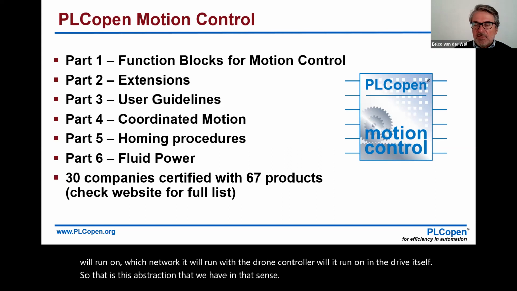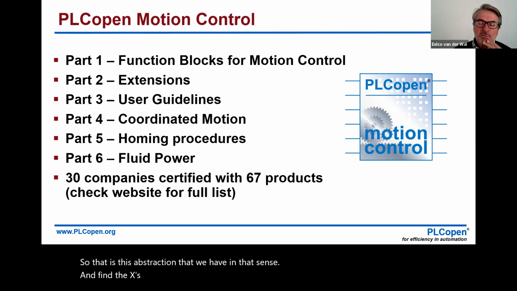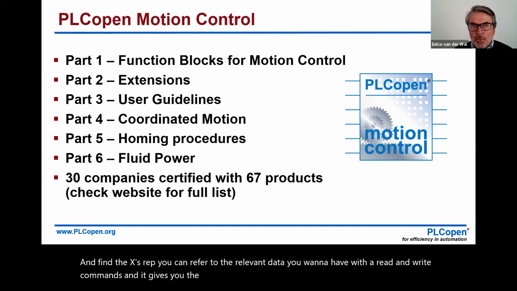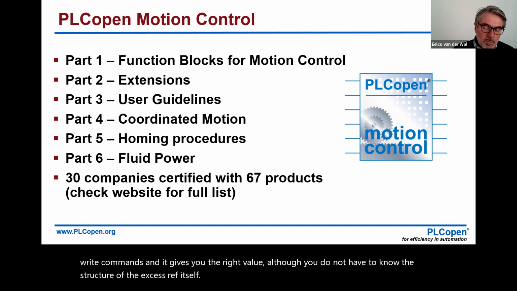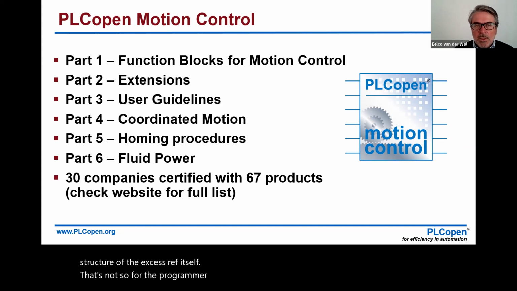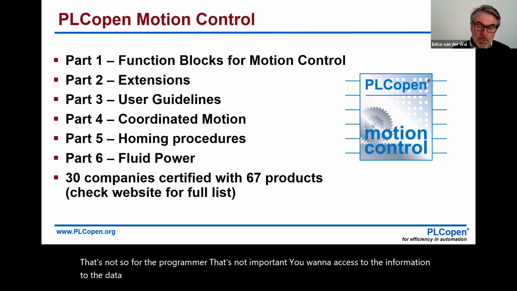And via the axis ref, you can refer to the relevant data that you want with read and write commands, and it gives you the right value, although you do not have to know the structure of the axis ref itself. That's not important for the programmer. You want access to the information, to the data in that sense. You want to know how fast it is. You want to set a new position there.